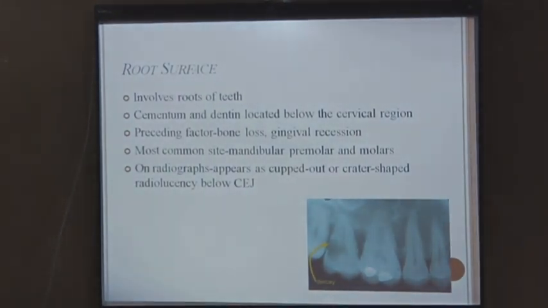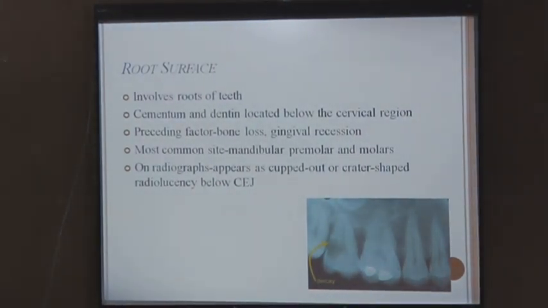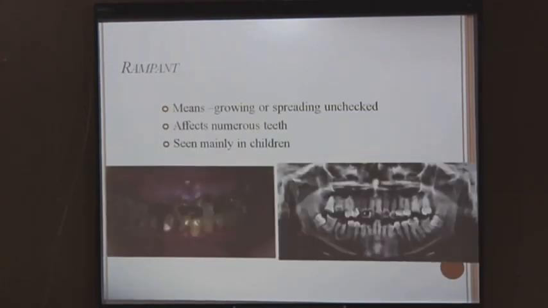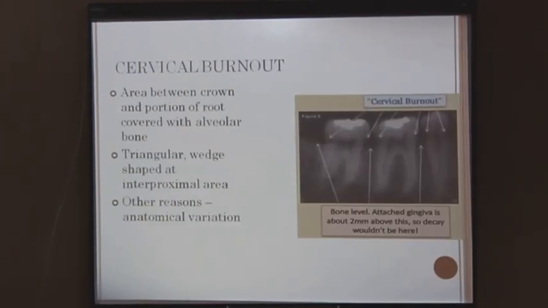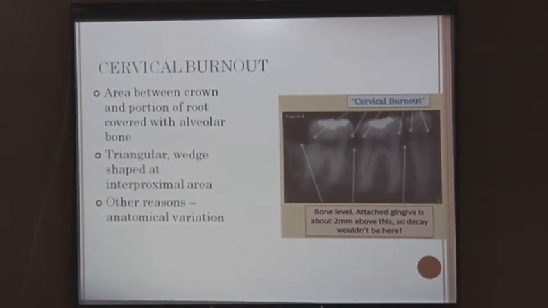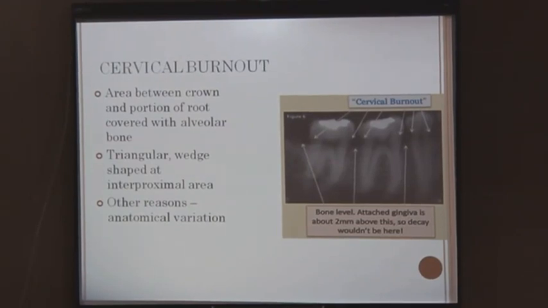Okay. What is cervical burnout? How will you differentiate between cervical burnout and proximal caries? Cervical burnout will be triangular in shape. It will have a definitive enamel cap and a definitive cementum. When you inspect clinically also, you will not see much of a visible caries. But generally proximal caries you are not able to see on a clinical examination. That is why you go for a radiograph.